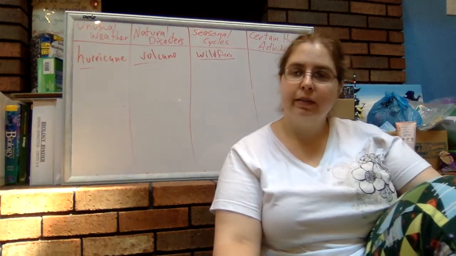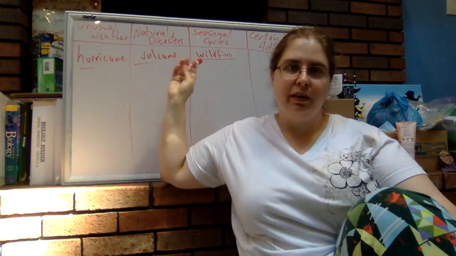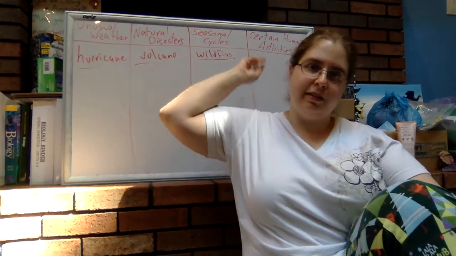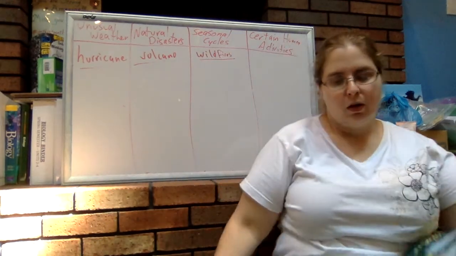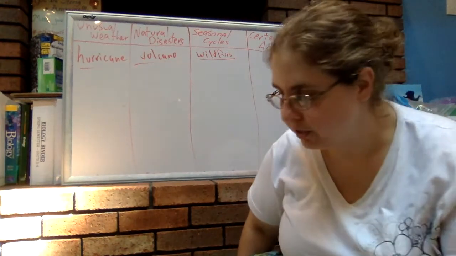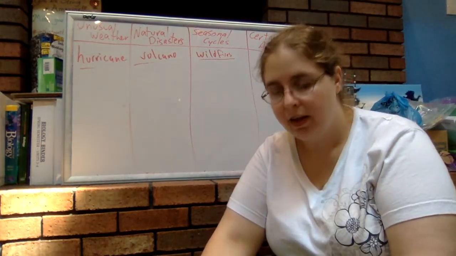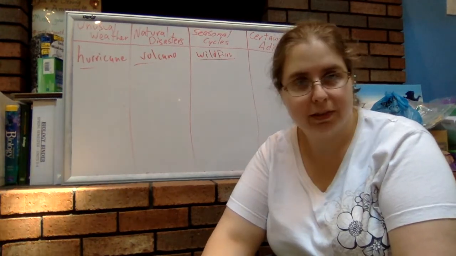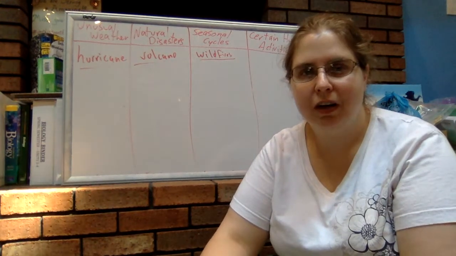Now there are 4 categories of density independent factors: unusual weather, natural disasters, seasonal cycles, and certain human activities. We're going to talk about each one. I'll give you some examples of these. We'll mention how they are density independent factors and what that means for each one of these. All right? Great. So let's talk about unusual weather.